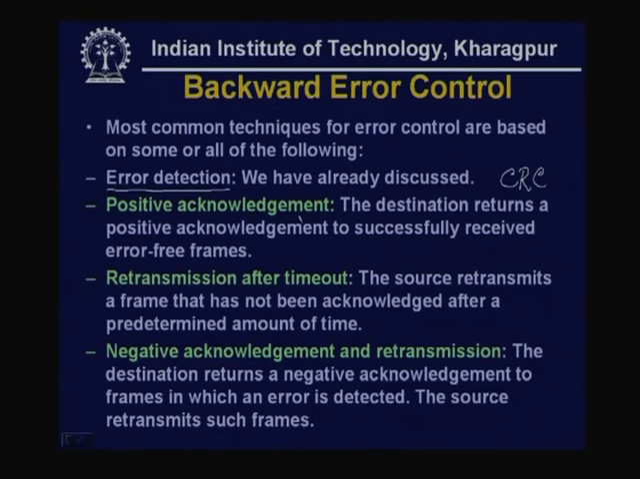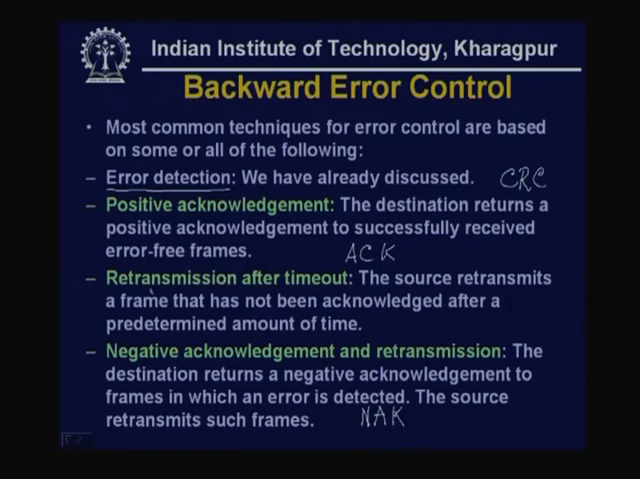Then it will use the concept of positive acknowledgement. The destination returns a positive acknowledgement to successfully received error free frames. That is usually represented by ACK. On the other hand, there can be negative acknowledgement. So, the destination returns a negative acknowledgement to frames in which error is detected. The source retransmits such frames. So, whenever the acknowledgement comes in the form of negative acknowledgement, then the sender has to retransmit the frame.